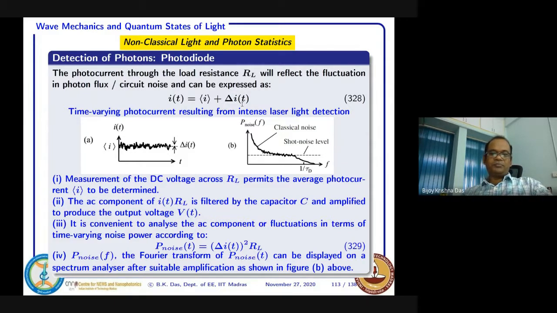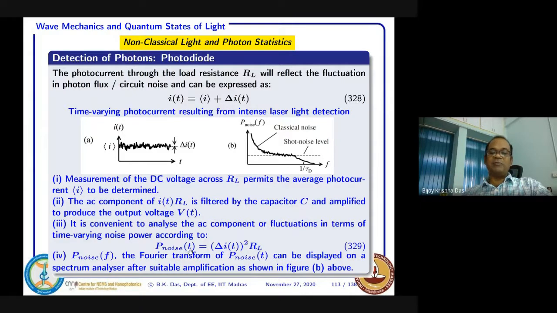Now, the AC component, as I mentioned, will be just a filter with the C, and you can see that. If you just try to see this AC component, that means this part is the noise, right? So this variation noise can be expressed in this form. That means delta I is the variation. You take a square, I square RL, that is the power, right? So that power we are just representing as P noise.